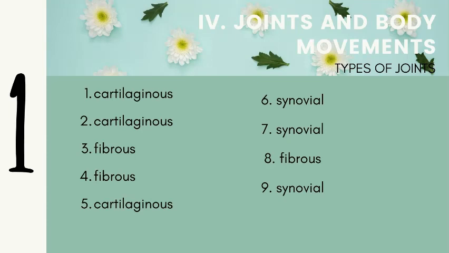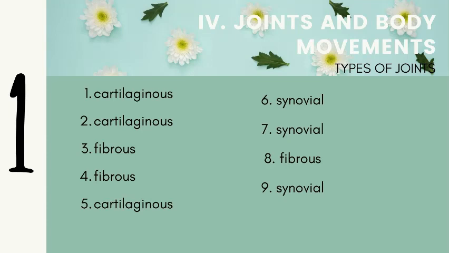I am Miles Angela Amascara, and I am tasked to report for Part 4 and Part 5, which are the joints and body movements and gross anatomy and muscular system. So let us start. In here, we need to identify the joint types described below. First, it is typically a slight degree of movement. It is cartilaginous.